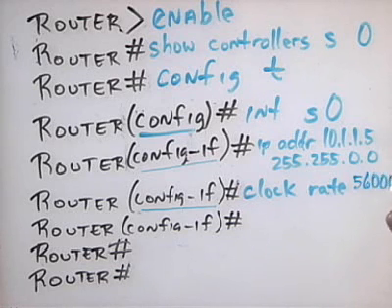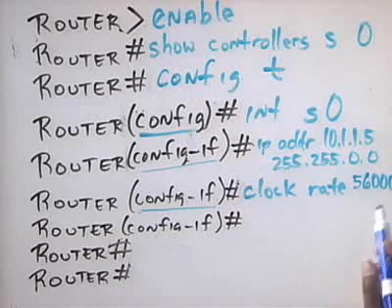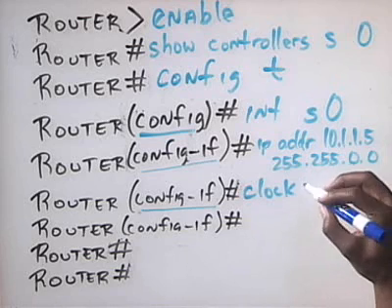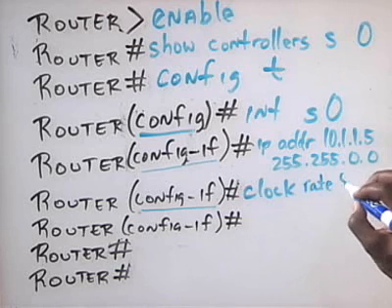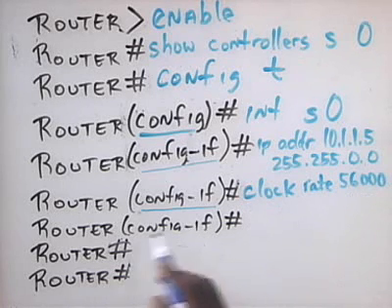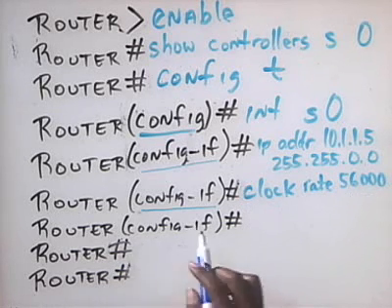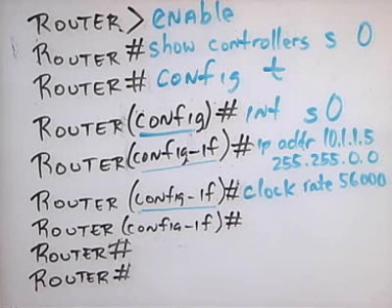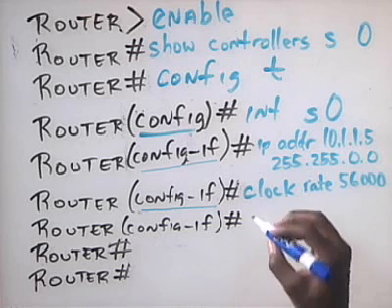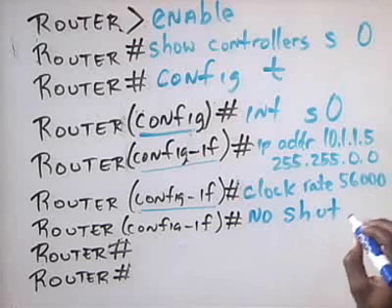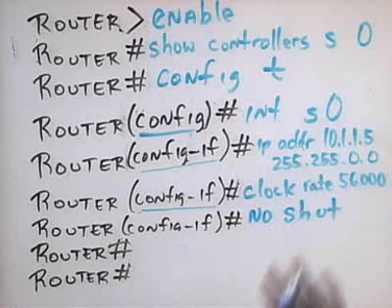Once you've determined what a valid clock rate would be, the clock rate would be indicated. Say for instance we want 56K, 56,000. So clock rate 56,000. Let me move that over so we can see that. Press enter. Notice we're still at the config-if prompt, the interface configuration mode prompt, at which point now I can issue the command no shut or no shutdown to enable the interface.